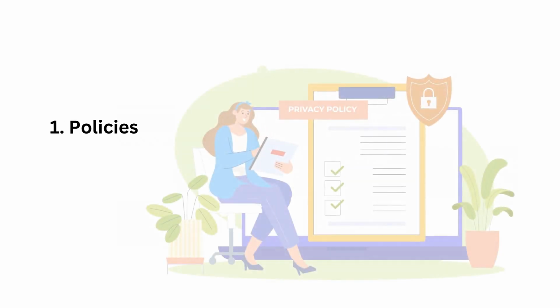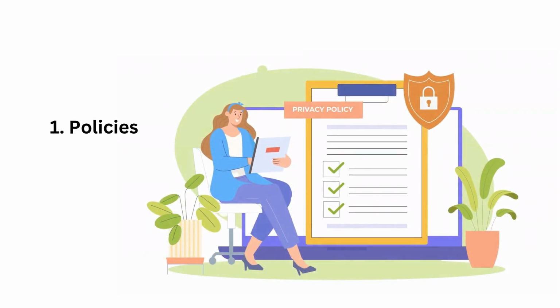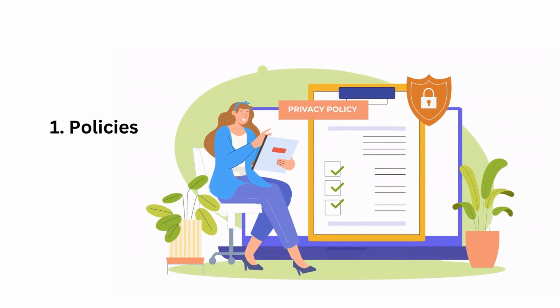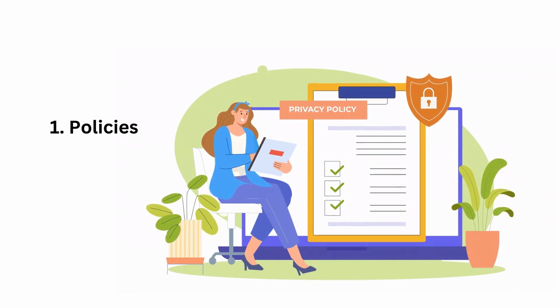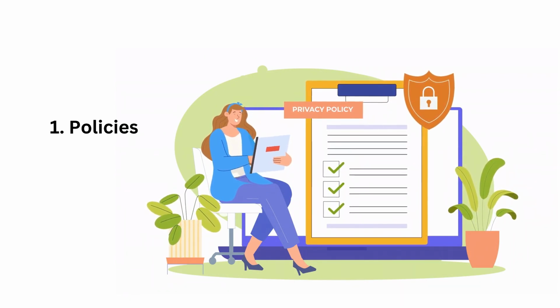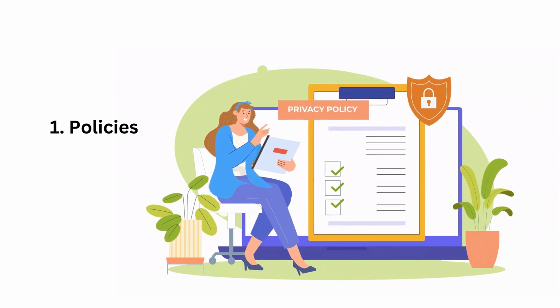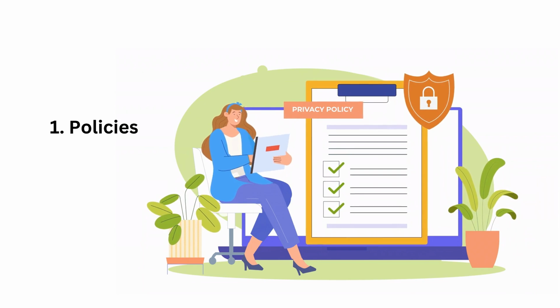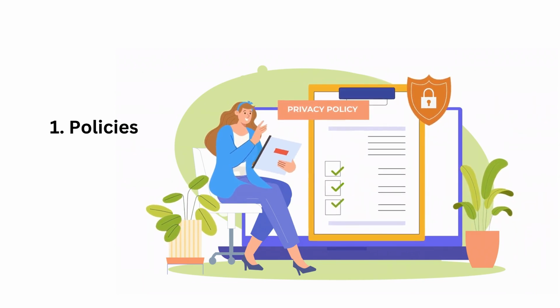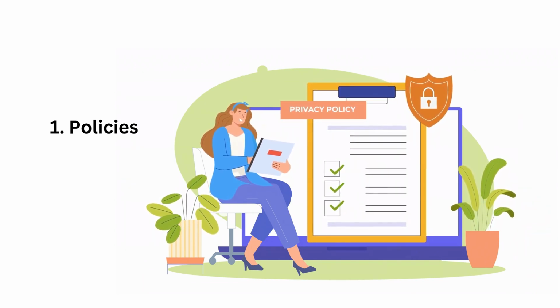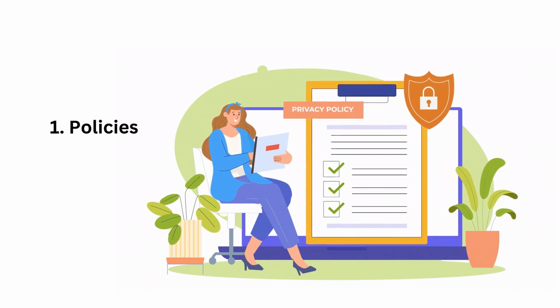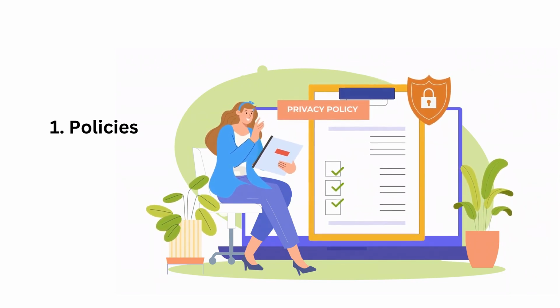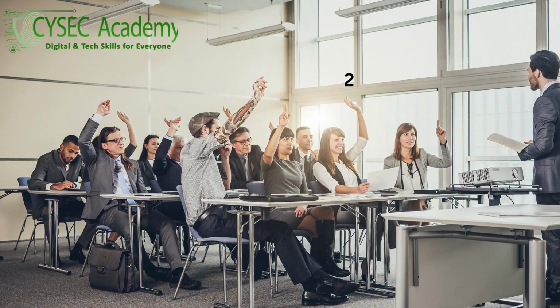1. Policies. Security policies are formal documents that outline the rules and guidelines for managing information security. These policies cover a wide range of topics, including acceptable use of technology, data protection, access control, and incident response. For example, a password policy might require employees to use complex passwords that are changed regularly to reduce the risk of account compromise.